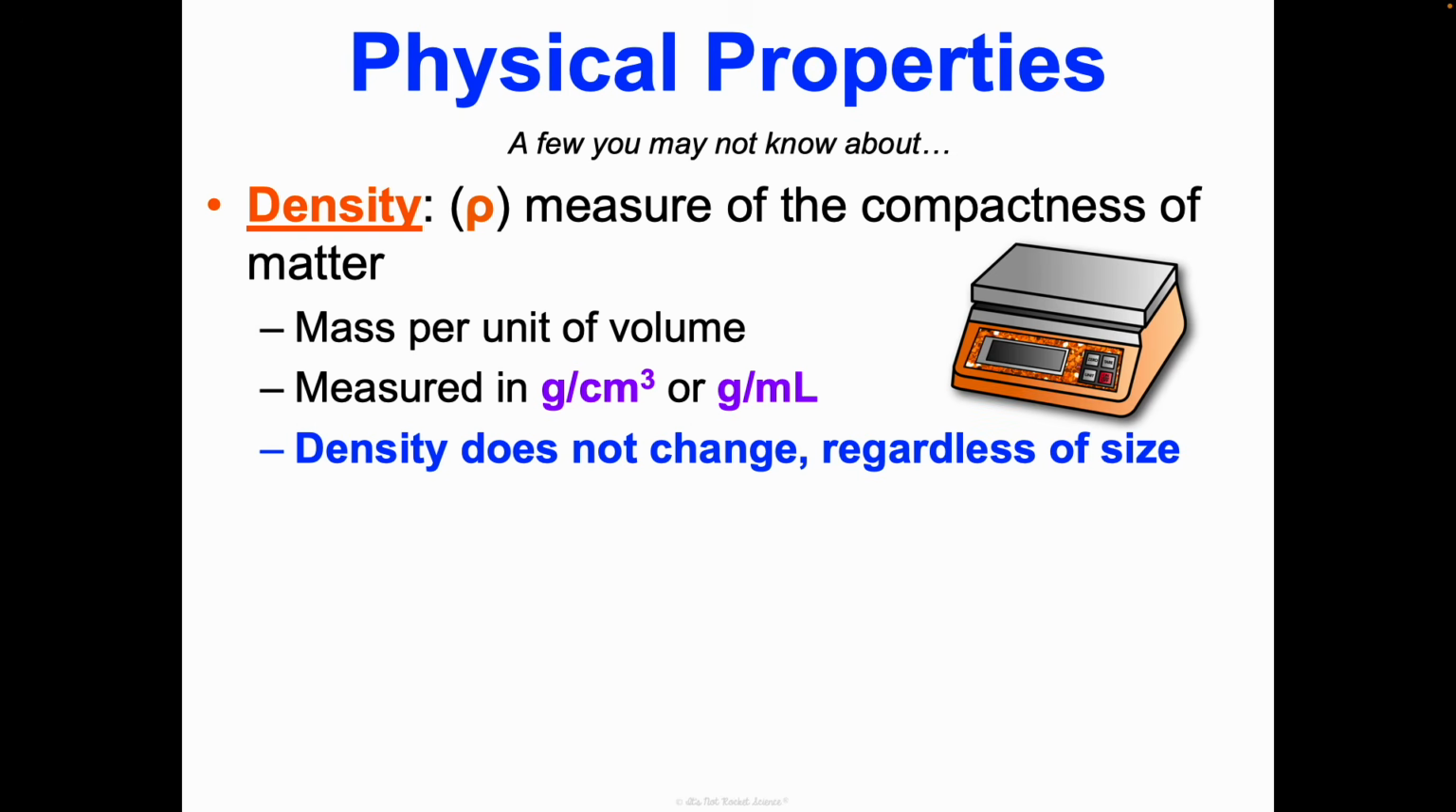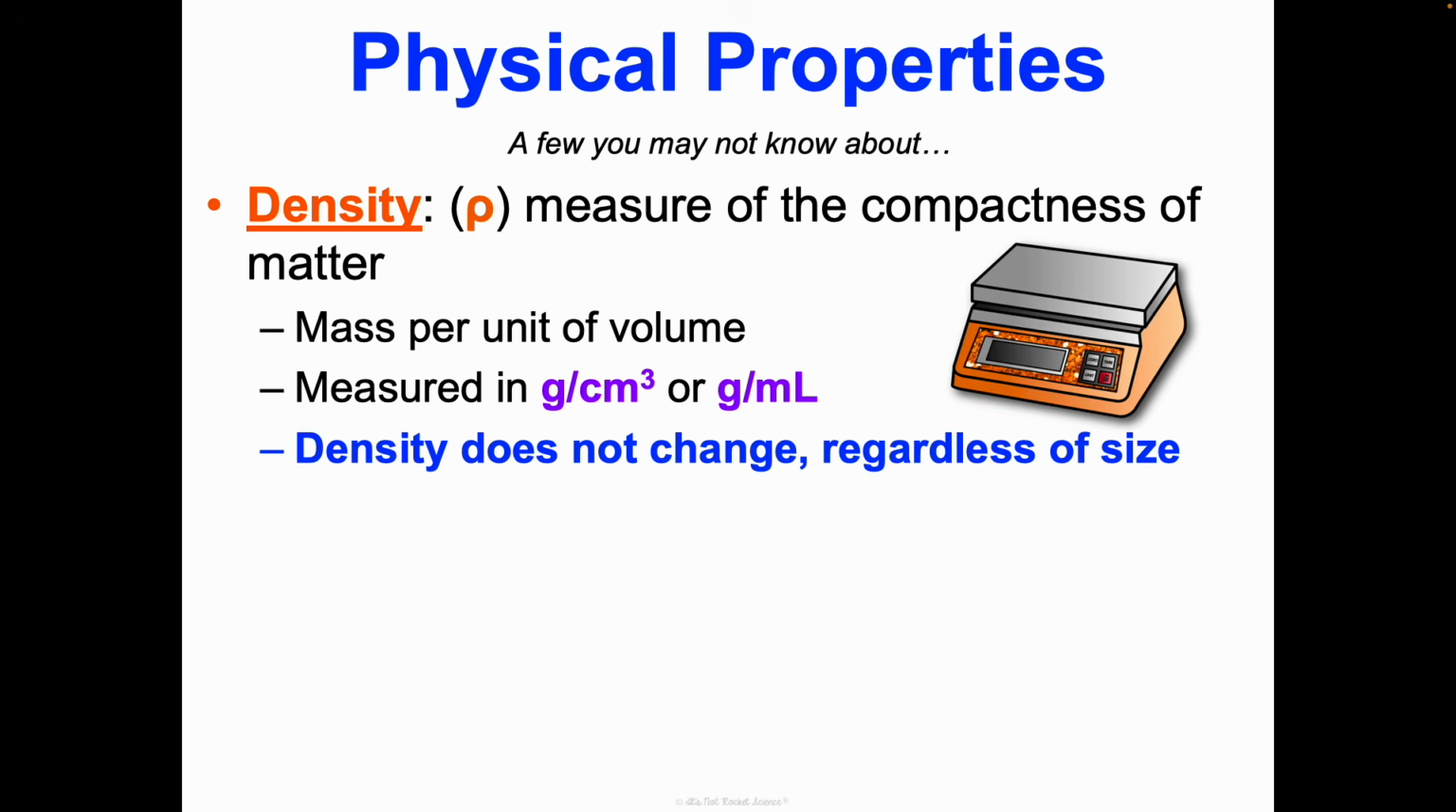Water's density is 0.997 grams per milliliter or something like that. So essentially 1 gram per milliliter. It doesn't matter if you have a swimming pool of water or a cup of water, the density is 1 gram per milliliter. So that's why density can be used to identify different types of matter if we have a chart of known densities.